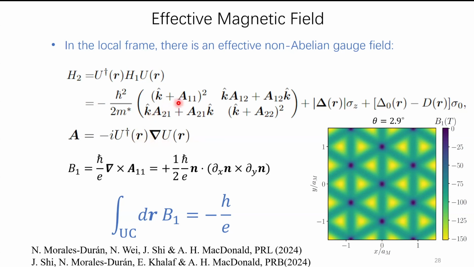And if we look at this A11 term, the diagonal term, you can think of it as an abelian gauge field, and this abelian gauge field is quantized in the sense that within one moiré cell, the magnetic field produced by this A field is quantized to one flux quantum h/e, either -1 or +1, depending on the model parameter.